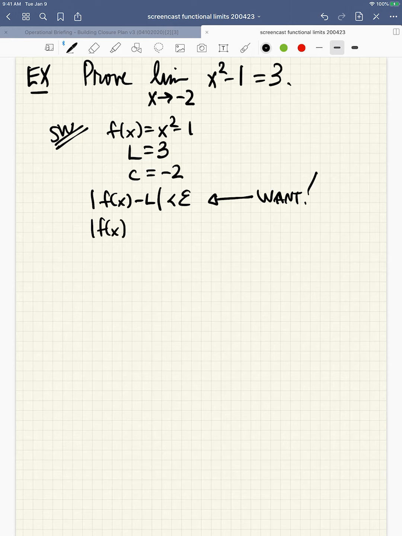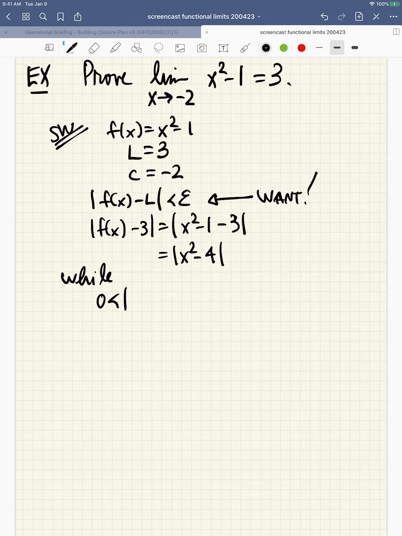So what's f(x) minus our L? Well, L is 3. f(x) is x squared minus 1. So I get x squared minus 4. So if we want |f(x) minus L| less than epsilon, what do we say about x and negative 2? Well, 0 is less than |x minus c| is less than delta. So in our case, that means 0 is less than |x minus negative 2| less than delta.